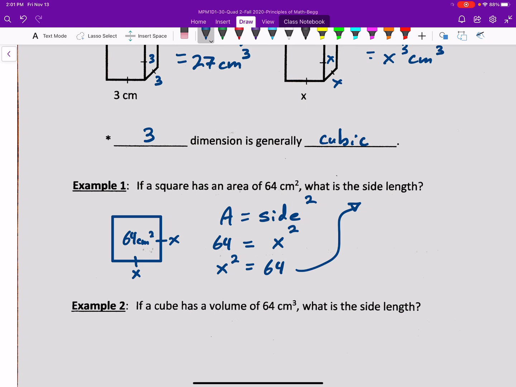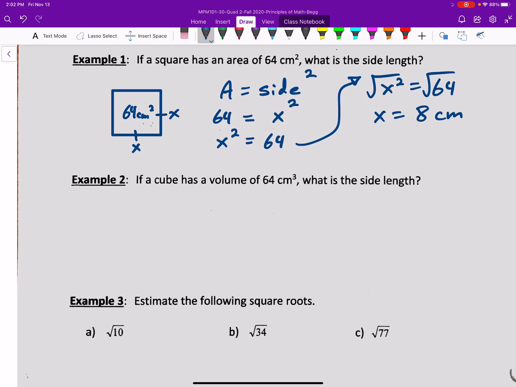Remember, when we're solving an equation, we always do the opposite operations. The opposite of squaring something is to take the square root of each side. That'll get rid of the square. So the square root of x squared is x, and the square root of 64 is 8. And so it would be 8 centimeters. 8 centimeters times 8 centimeters would give us the area of 64 centimeters squared.